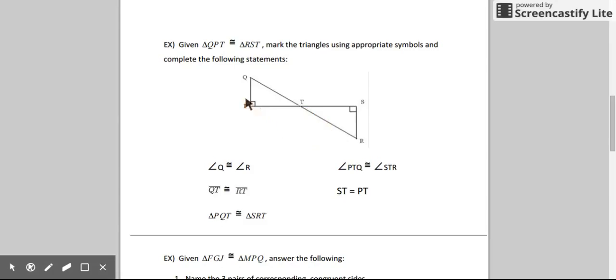Since we have congruent segments, we must also have congruent distances. So if segment ST is congruent to segment PT, then the distance from S to T must be equal to the distance from P to T. So not only can we name congruent corresponding parts, but we can also start to talk about equal measures.